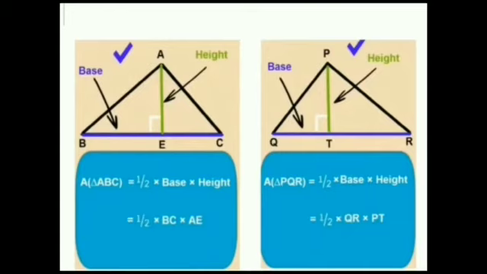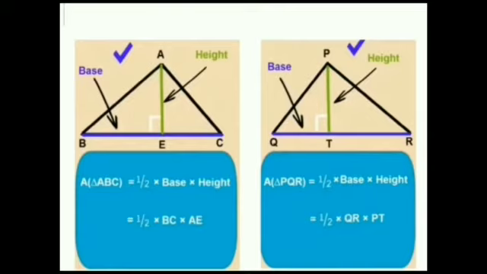We have two triangles in front of us, that is triangle ABC and triangle PQR. In triangle ABC, base is BC and height is AE. Using the formula, we get area of triangle ABC is equal to half into base into height, which is equal to half into BC into AE.